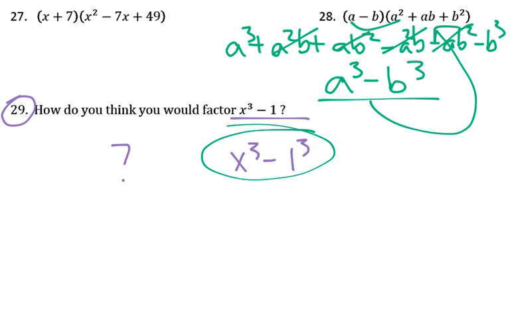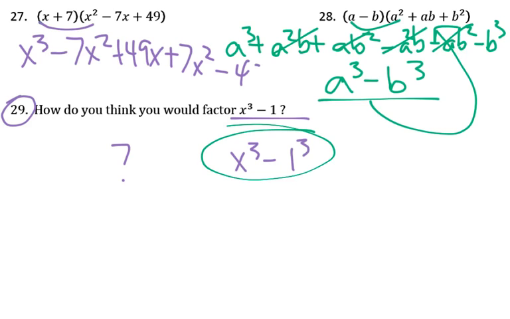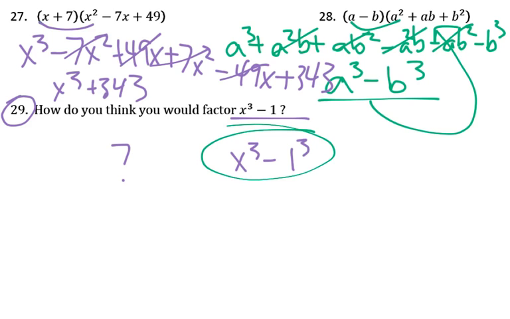Last one, 27, we get x cubed minus 7x squared plus 49x plus 7x squared minus 49x plus 49 times 7 is what? 343, I think. Okay, those cancel, x cubed plus 343. Which 27 and 26 could tell you the pattern if it was x cubed plus 1.